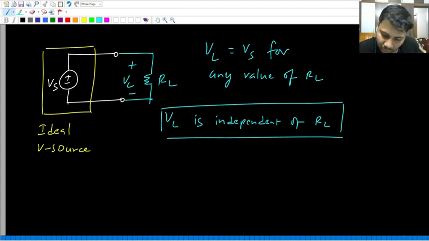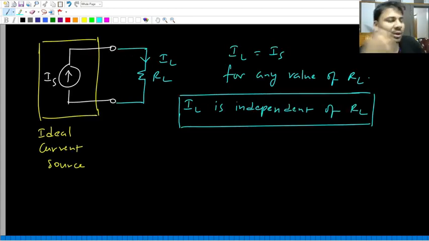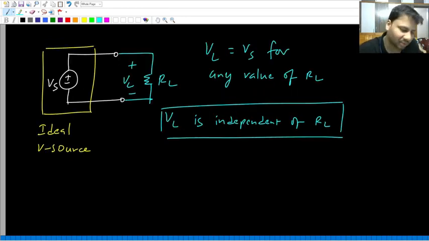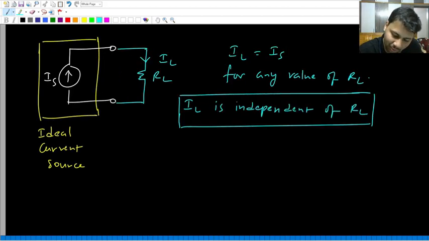So these are like two special cases. In one case, it might happen that the load current is independent of load resistance. Maybe in some other scenario, it might happen that the load voltage is independent of load resistance. So when will these two cases occur? Load current will be independent of load resistance only when the load is directly connected across an ideal current source.